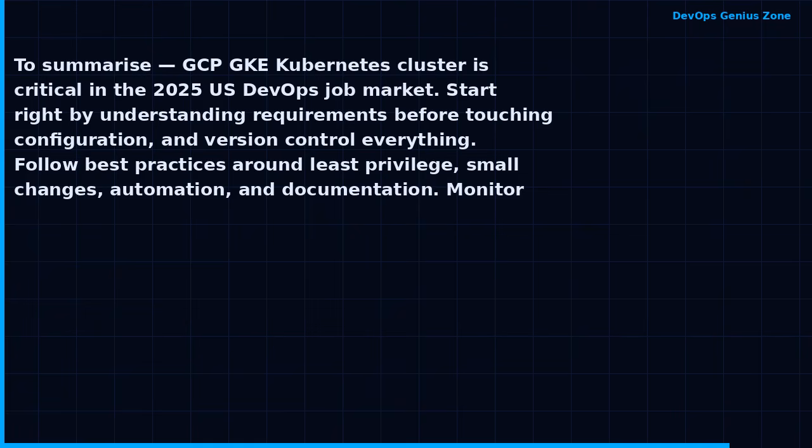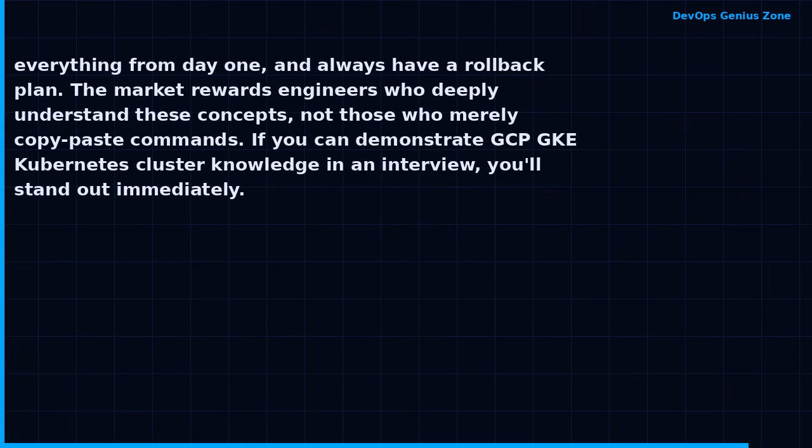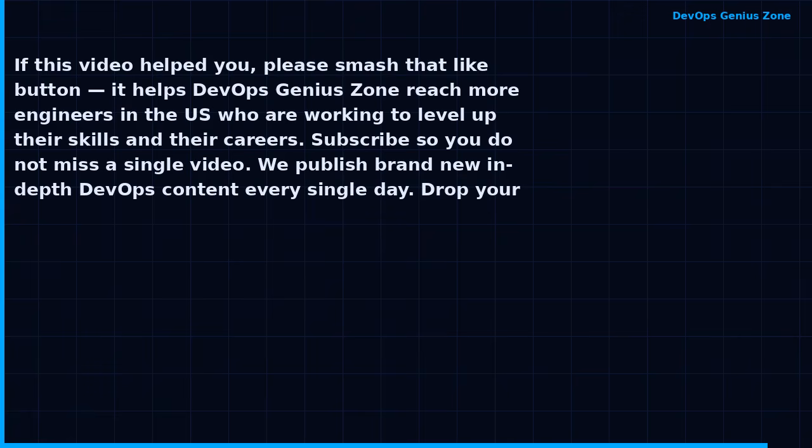To summarize, GCP GKE Kubernetes cluster is critical in the 2025 US DevOps job market. Start right by understanding requirements before touching configuration, and version control everything. Follow best practices around least privilege, small changes, automation, and documentation. Monitor everything from day one, and always have a rollback plan. The market rewards engineers who deeply understand these concepts, not those who merely copy-paste commands. If you can demonstrate GCP GKE Kubernetes cluster knowledge in an interview, you'll stand out immediately.